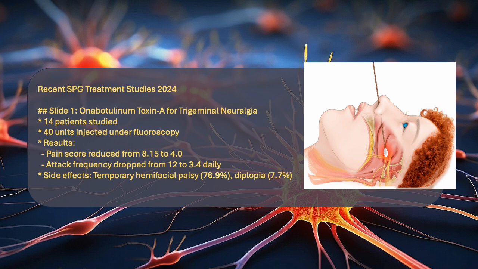A prospective study demonstrated significant pain reduction in trigeminal neuralgia patients using SPG targeted Botox injections. While temporary side effects were common, all resolved within 3 months, offering a promising option for medication-resistant cases.